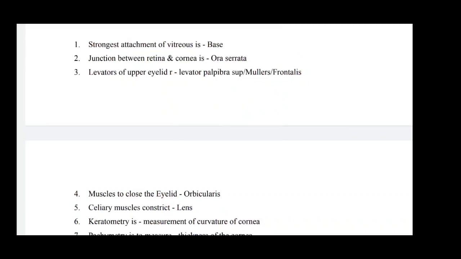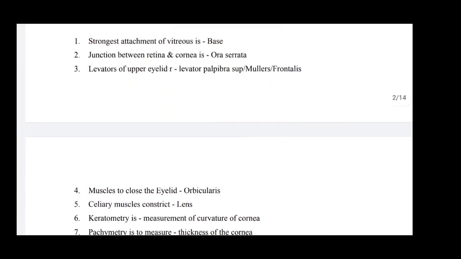In this video I am going to start with a quick review of ophthalmology one-liner questions. So let's get started. First one, the strongest attachment of the vitreous is at the base. The junction between retina and ciliary body is called ora serrata. Levators of the upper eyelid are levator palpebrae superioris, Müller's muscle and frontalis.